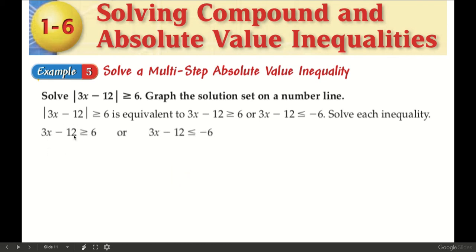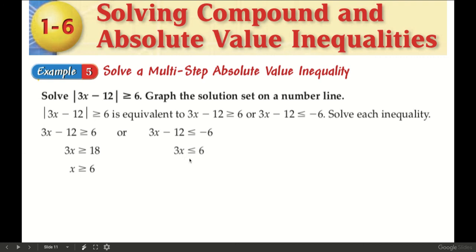All right, so I have 3x minus 2 is going to be greater than or equal to 6, or 3x minus 2 is going to be less than or equal to negative 6. So again, if you notice, what's inside of the absolute value is going to be greater than or equal to 6, and what's inside the absolute value is going to be less than or equal to negative 6. And so again, I'm going to solve each one. So this one, I add 2 to both sides. I divide both sides by 3, and I get x is greater than or equal to 6.